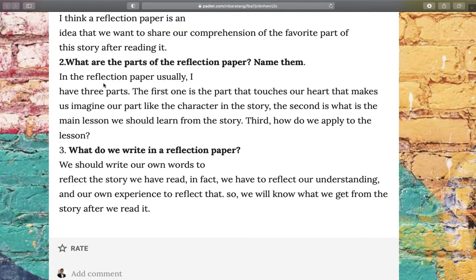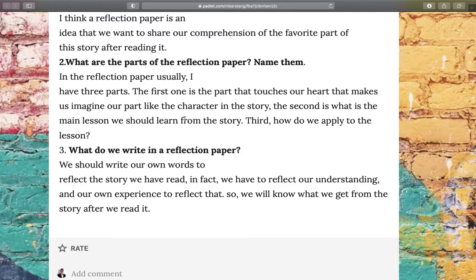Let's look at the other answers. In a reflection paper, usually I have 3 parts. The first one is the part that touches our heart, that makes us imagine ourselves like the character in the story. Very good. As I said, you identify what it is that you are reflecting on. So, what is it that touched your heart or challenged you? And the second part is the main lesson we should learn from the story. Yeah, that's good.